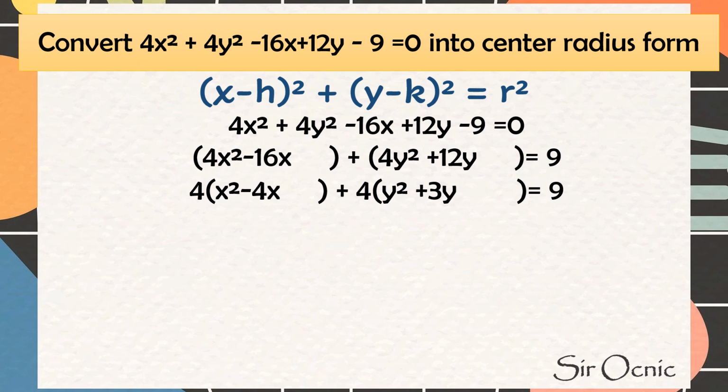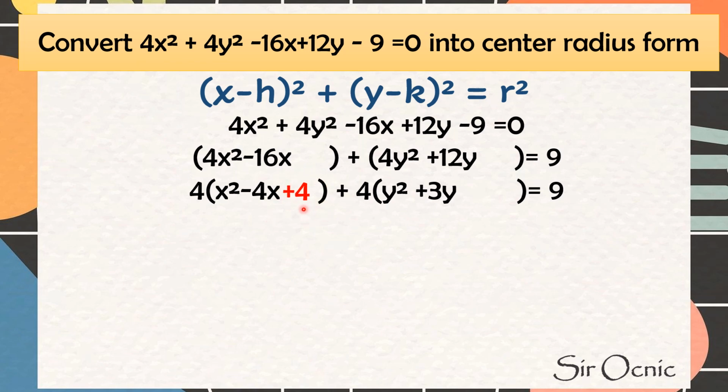Let us now identify the third term that will make the perfect square trinomial. On the first group, we have negative 4 divided by 2, that is equal to negative 2 squared, which is equal to positive 4.